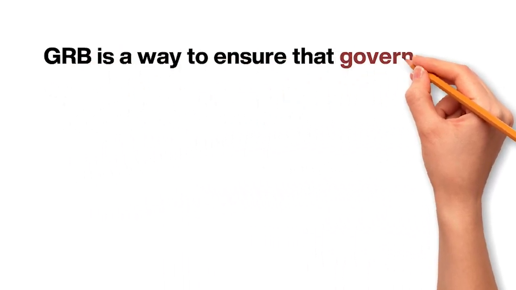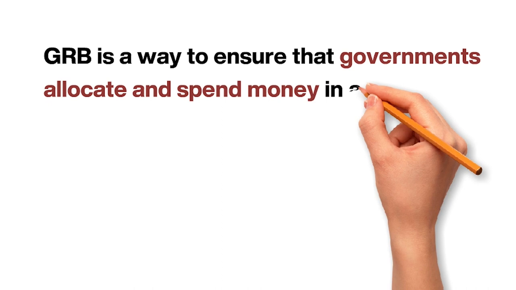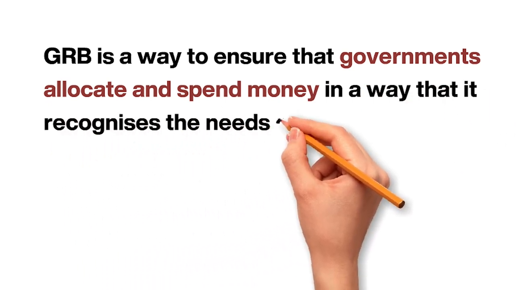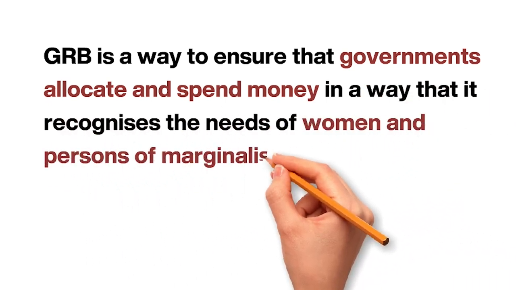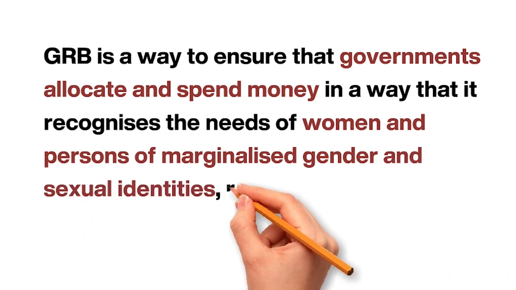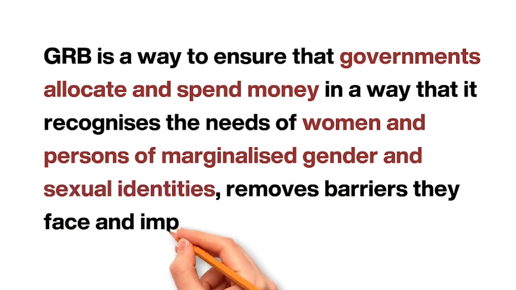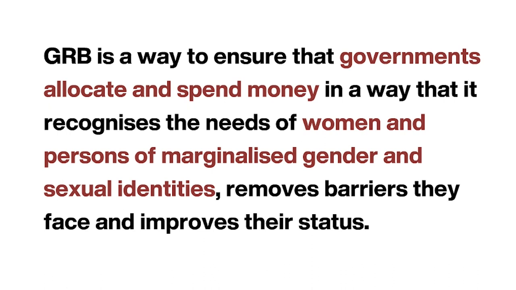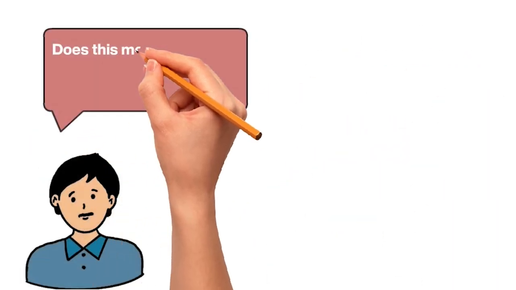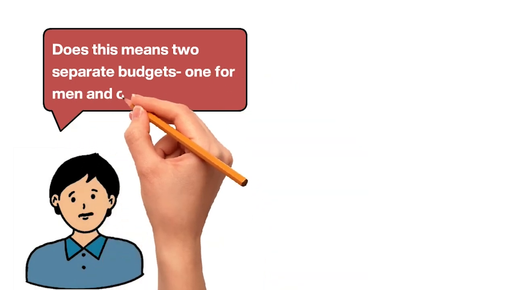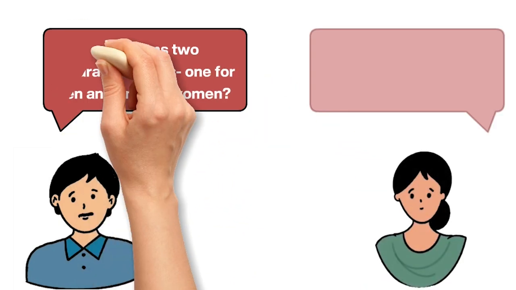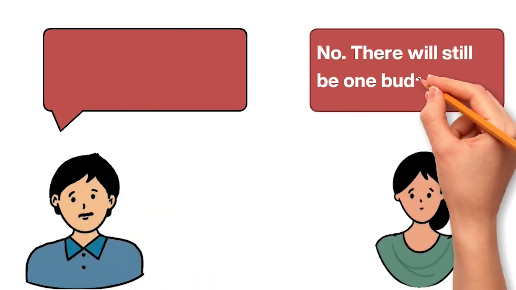Gender-responsive budgeting, GRB, is a way to ensure that governments allocate and spend money in a way that recognizes the needs of women and persons of marginalized gender and sexual identities, removes barriers they face, and improves their status. In other words, it's a way of making governments better equipped to achieve gender equality. You may be wondering, does this mean two separate budgets, one for men and one for women? No, there will still be one budget.